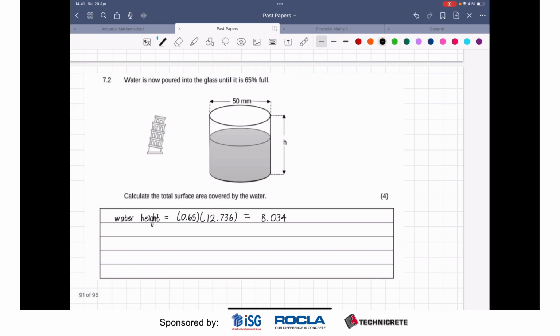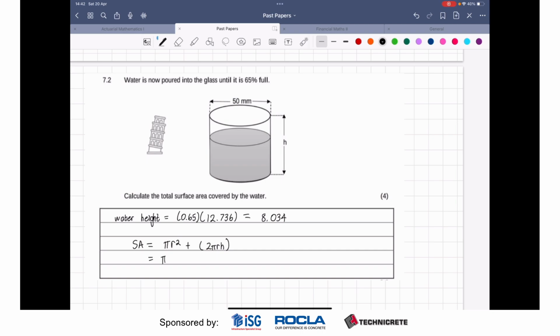Then I can just use my formula for the surface area of a cylinder, which is the surface area of the rectangle that makes up the cylinder, which is just pi r squared, plus the surface area of the two circles that make up the cylinder, so this one and this one, which is 2 pi r h. And now I'm going to use the same r that I had before in centimeters, so it's going to be 2.5, and then this h is going to be my new h that I found here.